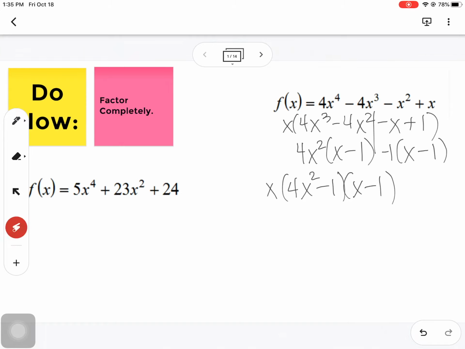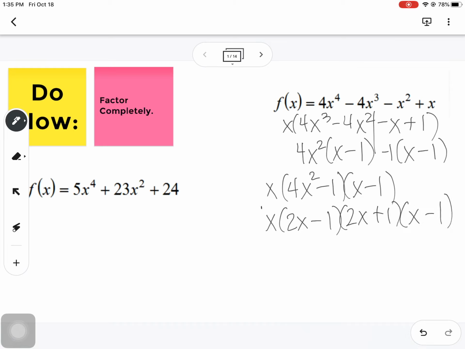But again, like we did before, if you have a squared term on your x, you want to keep going to really factor it completely. So I'm going to factor this one. That is a difference of squares pattern. And so if I square root 4x squared, I get 2x. I square root 1, and I get 1. So I need a 2x minus 1 and a 2x plus 1. And then this x minus 1. So the fully factored version is going to be that.